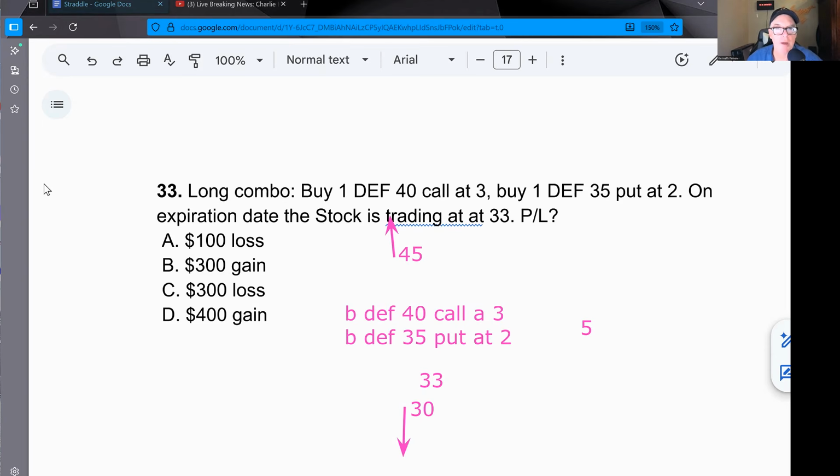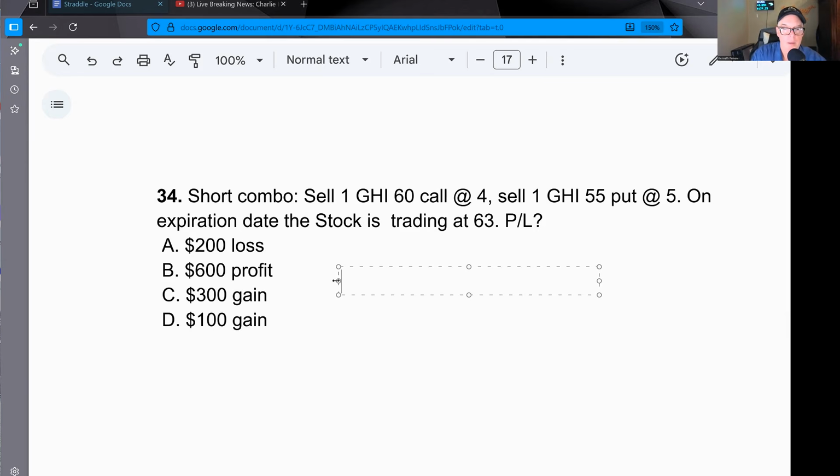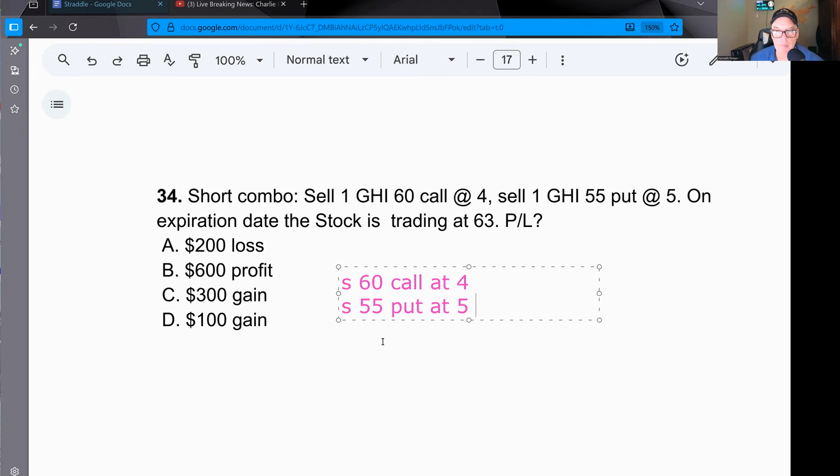Okay, we're going to do one more, and then you're going to do the rest. Sell a 60 call at 4. Sell a 55 put at 5. Total of 9.